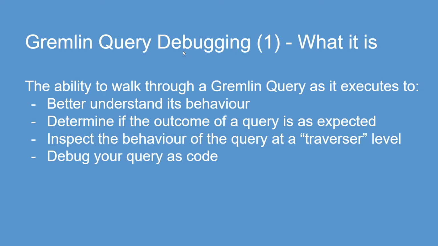It also lets us inspect the behavior of the query at a traversal level. I'll go back to the concept of traversal later, but for now, we'll just talk about it in terms of the individual handling of each object in the data stream for the query. And finally, we're trying to provide functionality that works almost like a standard code debugger, with the Gremlin query language being very close to code by nature. It just felt quite fitting to have a functionality that would mimic the standard code debugging behavior.